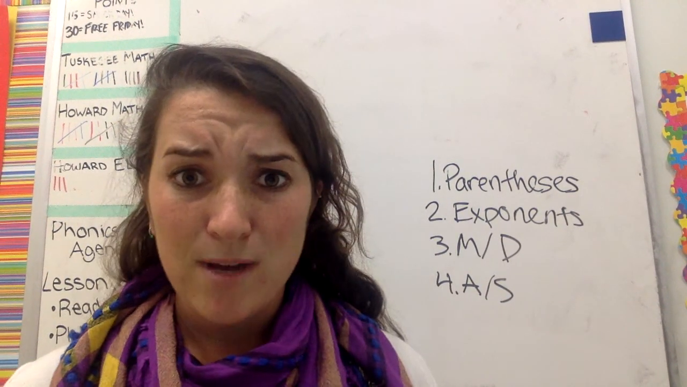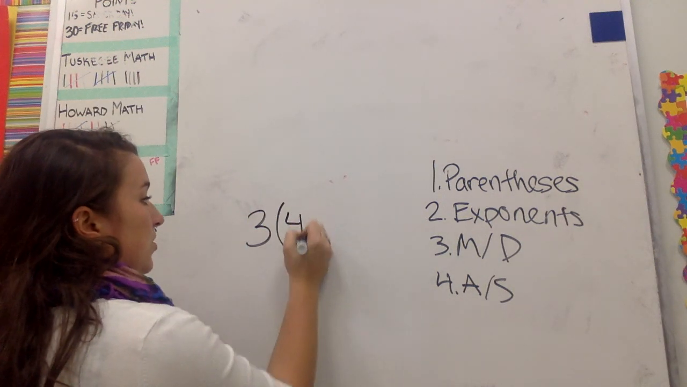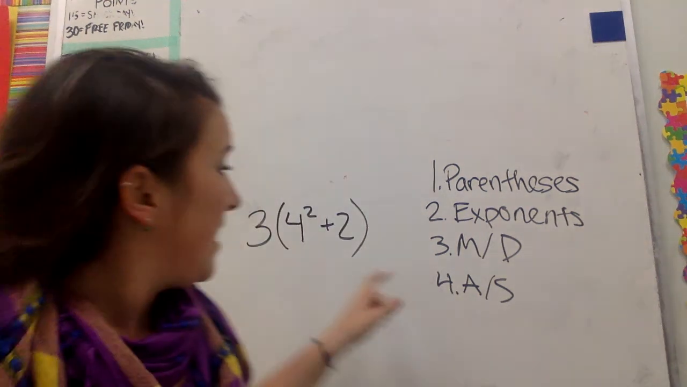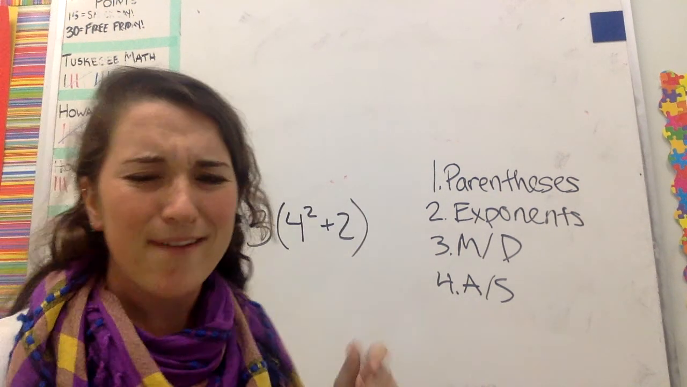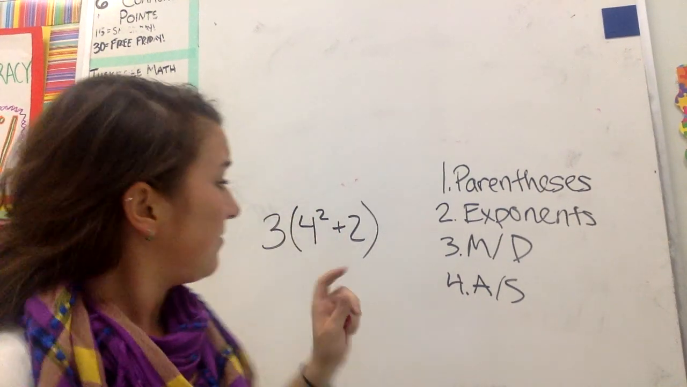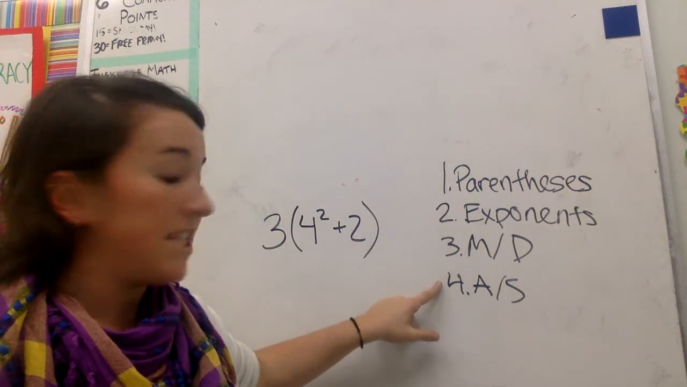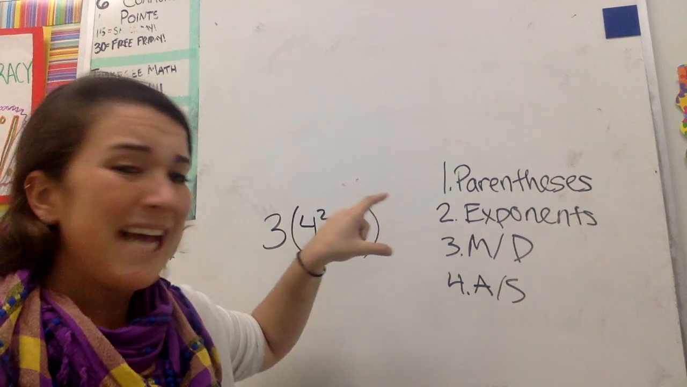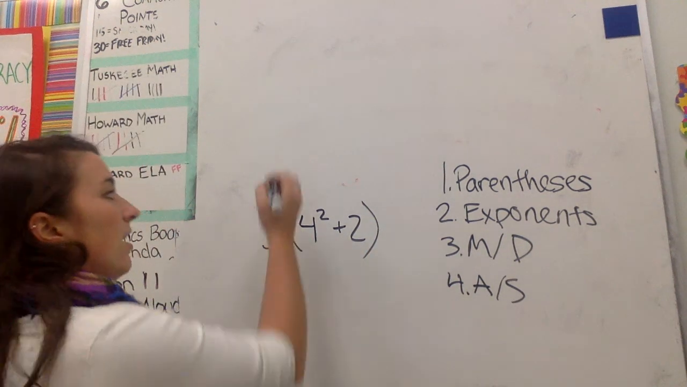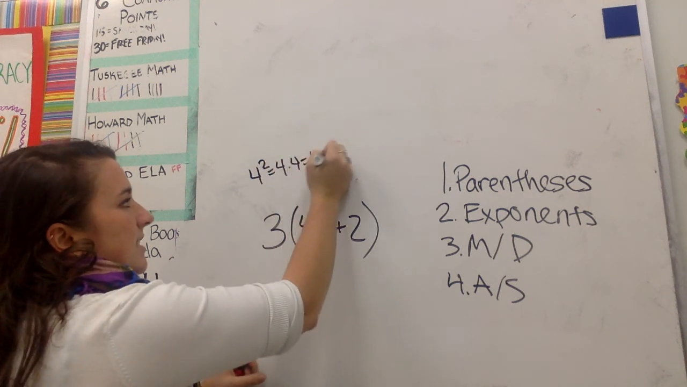Just solve that first one using the order of operations. So we have 3 times (4 squared plus 2). The very first thing we have to do is solve in the parentheses, right? We don't have any substitution here, so we just get started solving in the parentheses. So inside of these parentheses, I have exponents and addition. Looking at my order of operations, I have to do exponents before I can do addition. So I'm going to do 4 squared. Right up here, 4 squared equals 4 times 4, which equals 16.